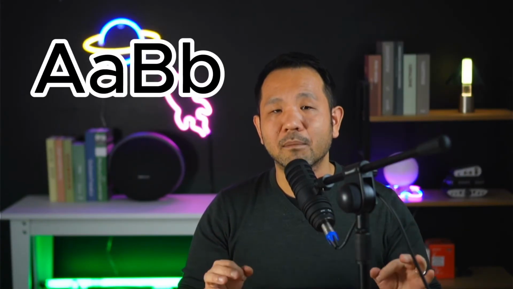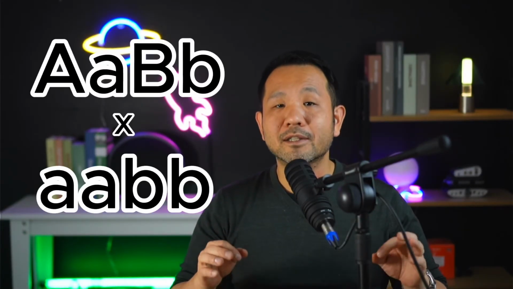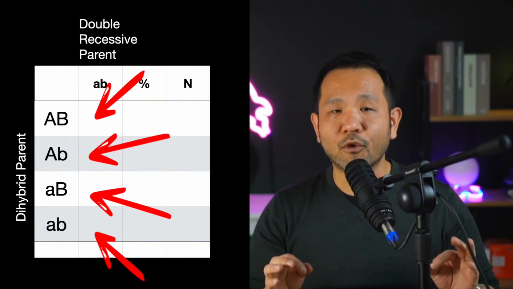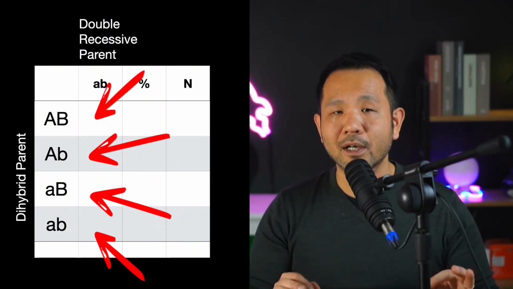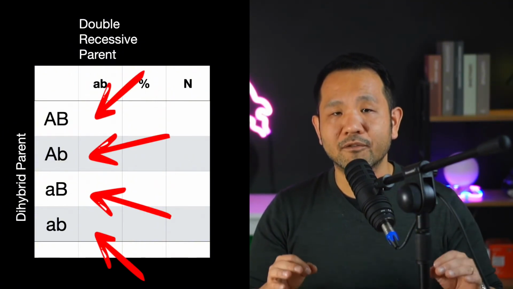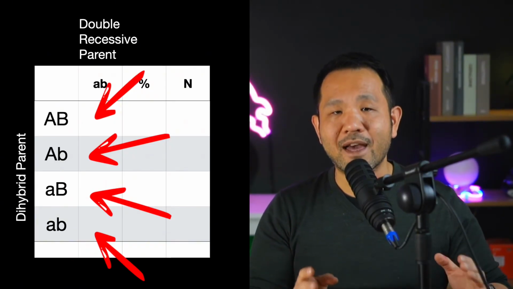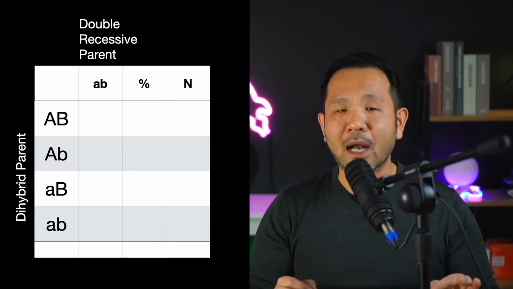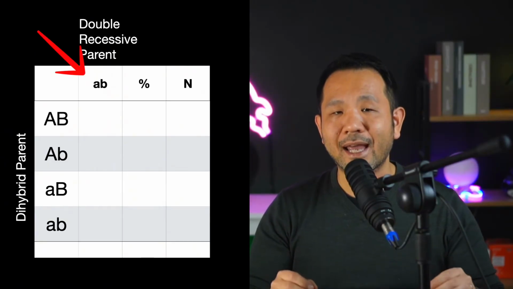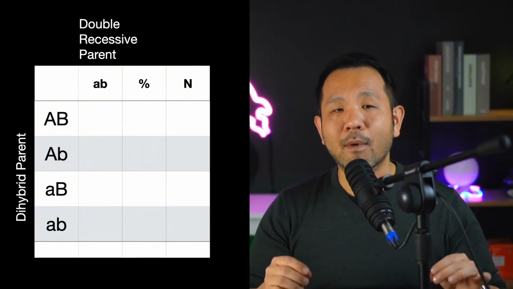Imagine a cross between a dihybrid individual and a double recessive individual. Because a dihybrid individual produces these 4 gamete combinations in equal parts, you would have 1/4 chance of big A big B, little a big B, and little a little b from that dihybrid parent. But the double recessive parent would only be able to contribute little a and little b, so we can simply put this parent up at the top and create a 4x1 Punnett square. Into the Punnett square, we can fill in the genotypes of the offspring.